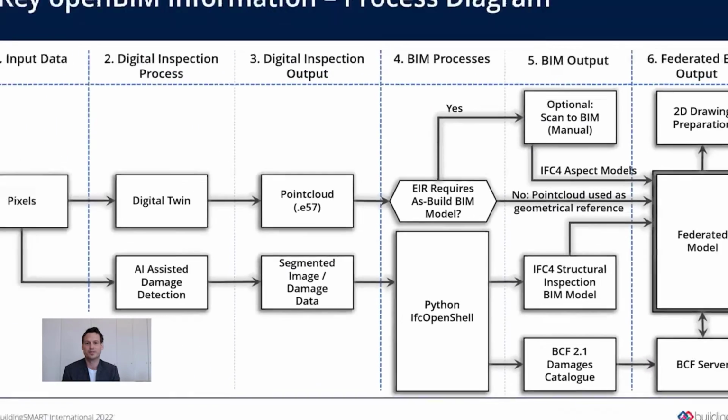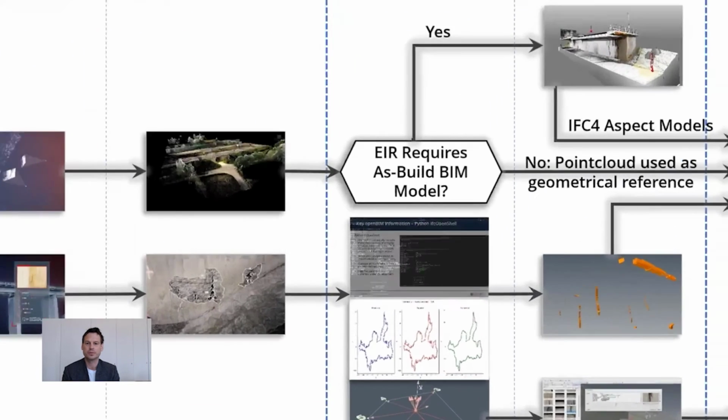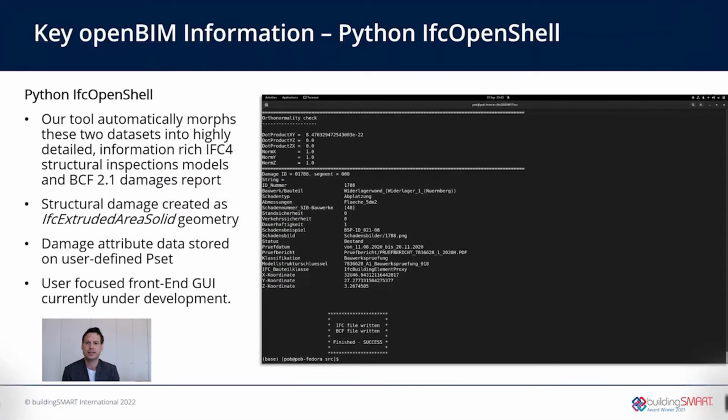And now we finally come to the BIM processes. In order to interface with the BIM world, we use the Python IfcOpenShell to transform the 2 data sets into highly detailed, information-rich IFC4 structural inspection models and BCF 2.1 structural damage reports. Elements representing the damage's shapes, sizes, and positions are created using IFC extruded area solid geometry, as we determined through trial and error that such extrusions maximize visibility in the BIM model and provide the optimal graphical impact.